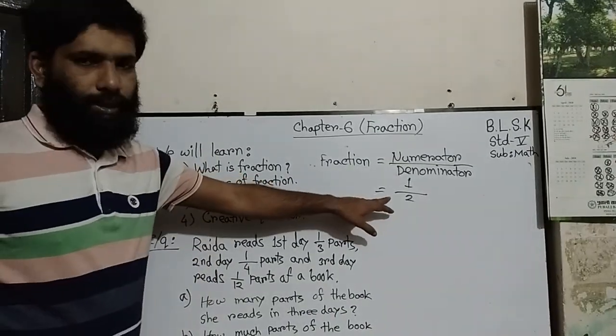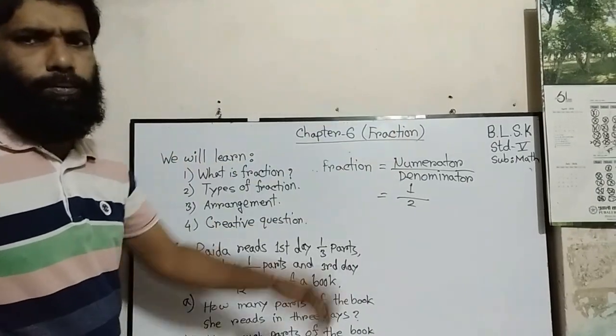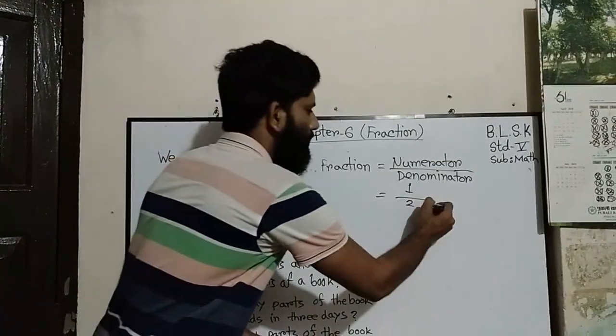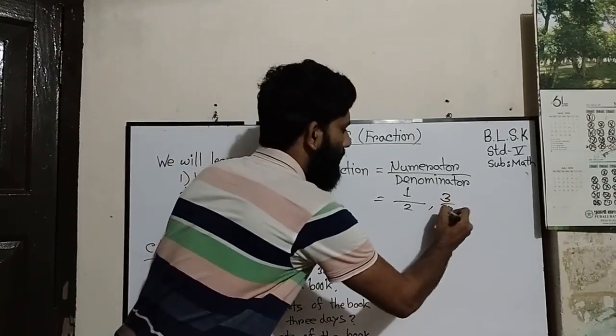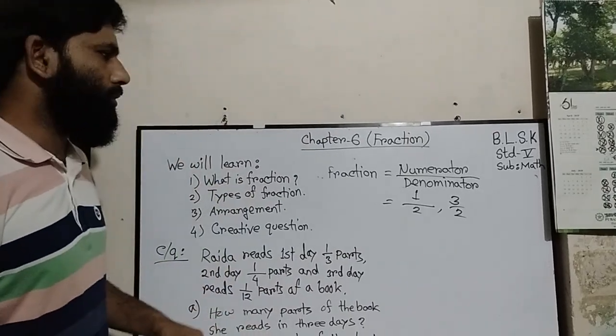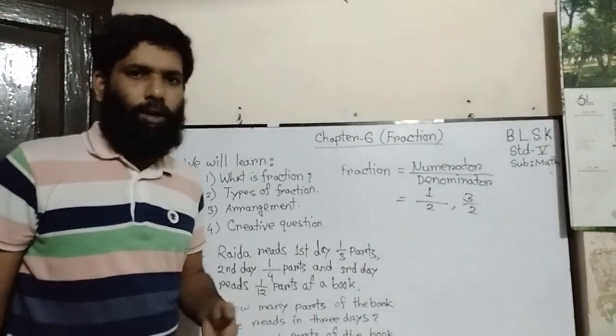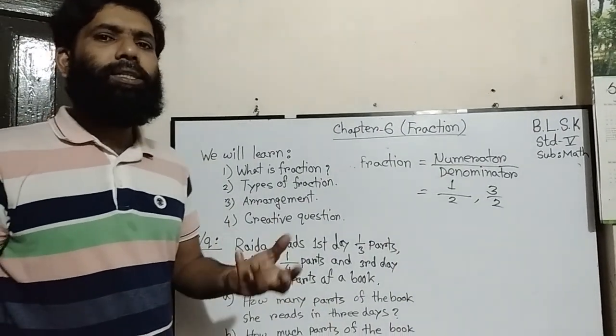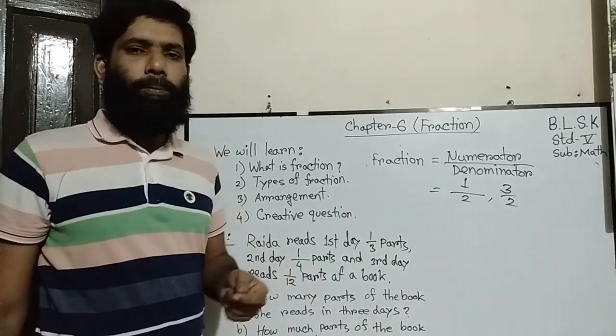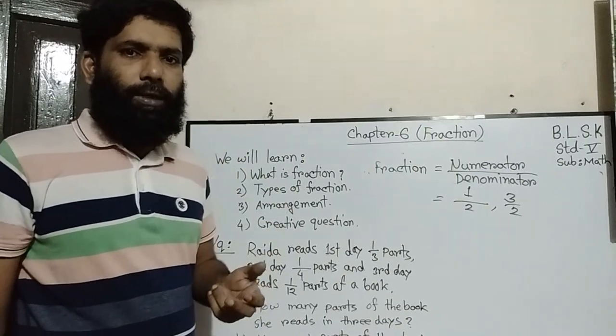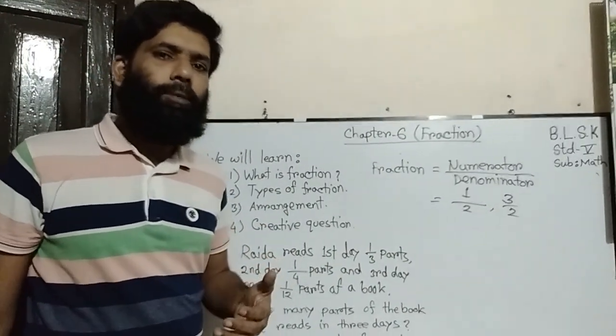This is the example. A similar kind of example I have given here. Suppose 3 by 2. This is called fraction. Second part, types of fraction. How many types of fraction? There are mainly 3 types of fraction. One is proper fraction, secondly improper fraction, and thirdly mixed fraction.